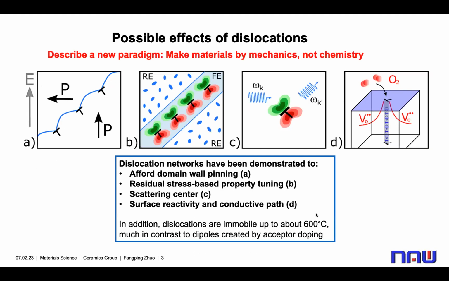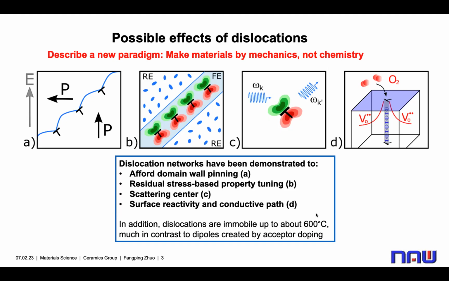So let's start with the possible effects of dislocations in ceramics. As I mentioned earlier, dislocations can pin the domain wall motion when we apply an electric field. If we design some spatial ordering, we can induce a ferroelectric phase out of the relaxor matrix. Dislocations themselves can also act as scattering centers and conductive paths for surface reactions.